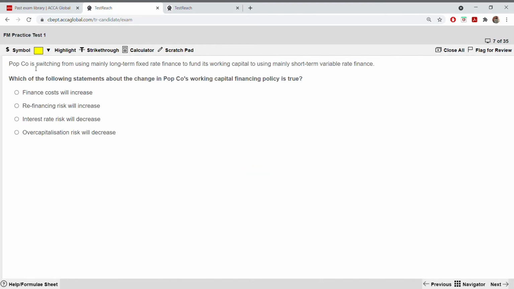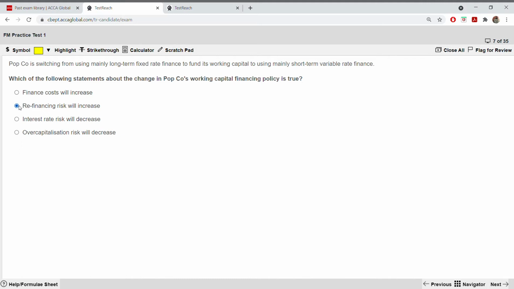POP is switching from using mainly long-term fixed rate finance to fund its working capital to using mainly short-term variable rate finance. Which of the following statements about changing POP's working capital financing policy is true? From long-term they are changing to short-term, and it is also variable. Finance cost will increase. Refinancing risk will increase. Interest rate risk will decrease. Overcapitalization risk will decrease. They are saying one is true: refinancing risk will increase.